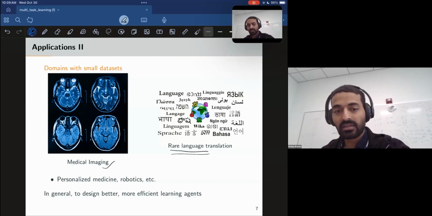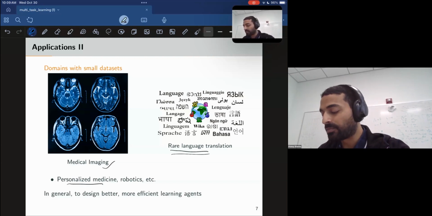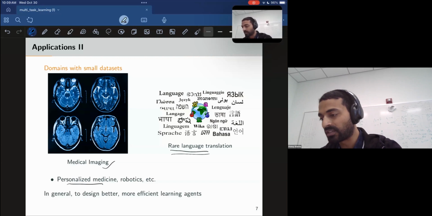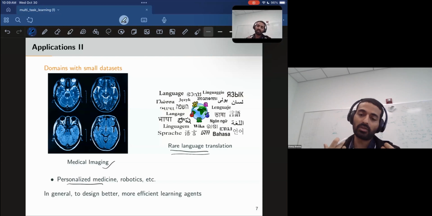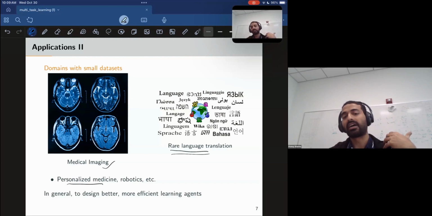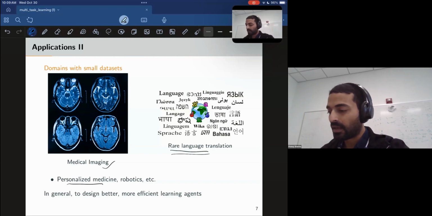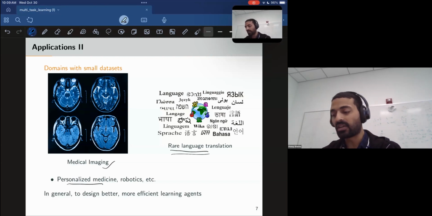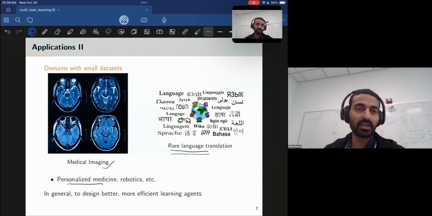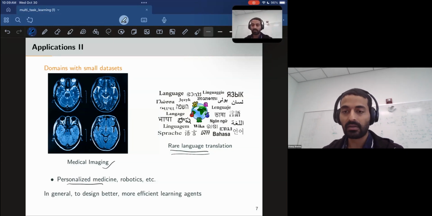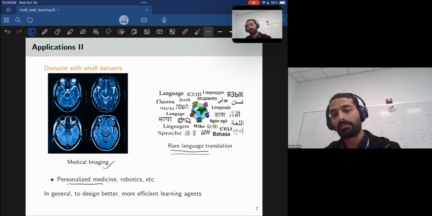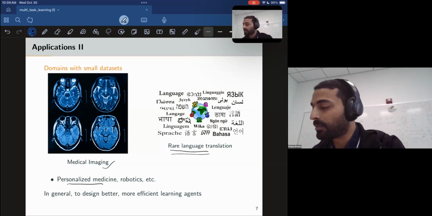There are other applications of this, like personalized medicine. I've already mentioned robotics. In all these domains, the data is very limited. So you want to bring the expertise you have gained from learning in the past with different data sets to this new smaller data set. And as a philosophy, also in general, to design more efficient learning agents, we want them to be able to bring their knowledge from the tasks they have learned in the past.